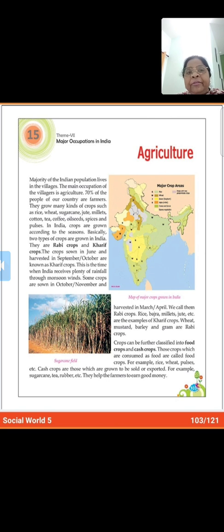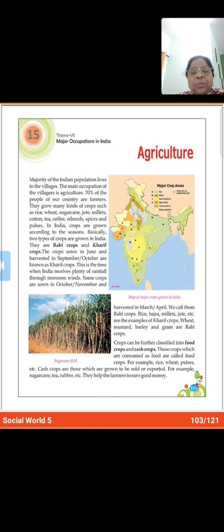Okay, and kharif crops are grown with the onset of monsoon. Onset of monsoon means starting of rainy season. Okay, and that is in June. Okay, and these are harvested in September or October. Okay, so you have to remember their months, when are they grown, when are they harvested, and what are the crops grown during these.